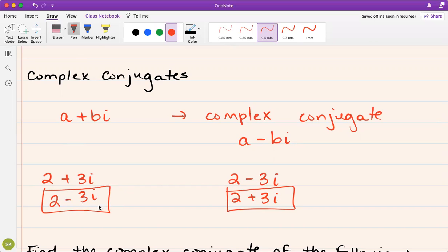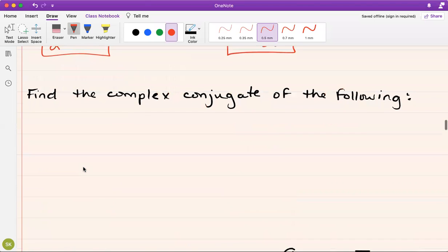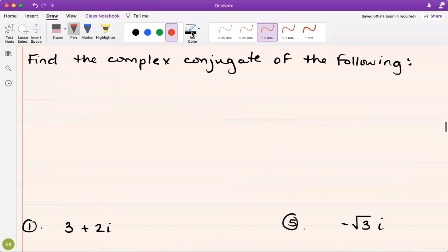Okay? Now the reason we're talking about this is because when you find roots of a quadratic function and there are no real roots, I mentioned that there's going to be 2 complex roots, and it turns out that the complex roots are complex conjugates. So if one of the roots is 2 plus 3i, then the other one is going to be 2 minus 3i. So let's do some problems where we find the complex conjugate.